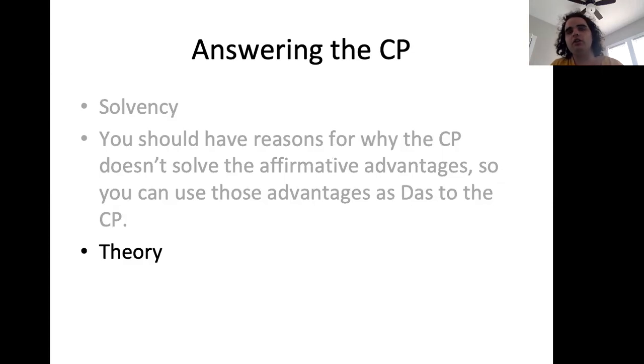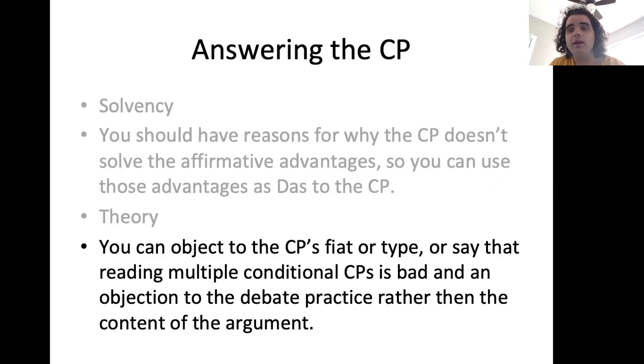Finally, you can make a theoretical objection to the counterplan. Right? So this is what I was talking about earlier in terms of conditionality, where you can say, hey, you don't get multiple counterplans, or you don't get to say that all 50 state governments are going to act in the same way at the same time, right? And object to the type of fiat that they have, or the type of counterplan that they have, right? Or you can say that reading multiple conditional counterplans is bad, and they should only be able to read one conditional counterplan. So you can object to the debate practice, right, rather than objecting to the counterplan itself, right? So instead of saying the state government is ineffective, you could say the negative team should not be able to advocate for the state governments to work this way, right?